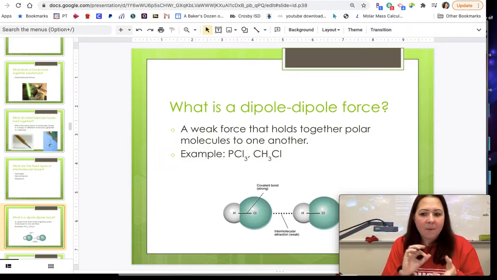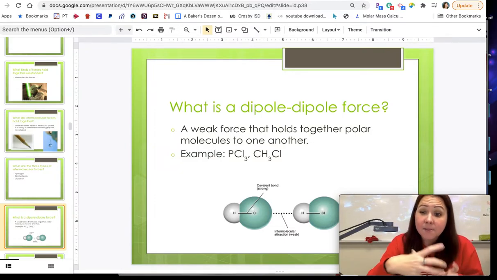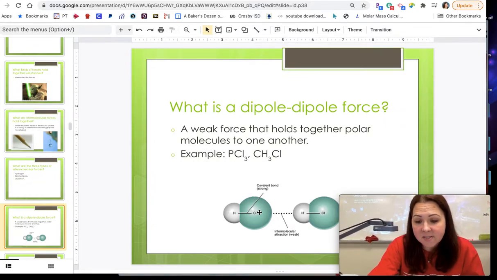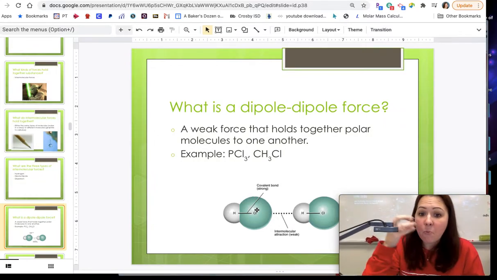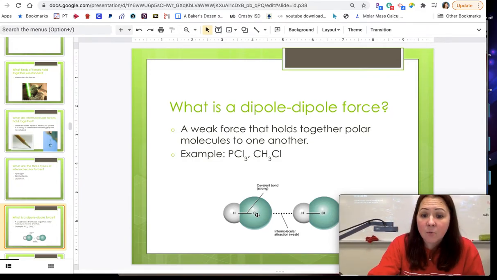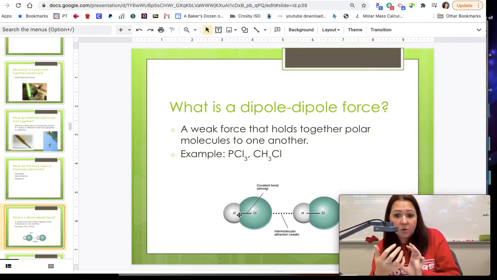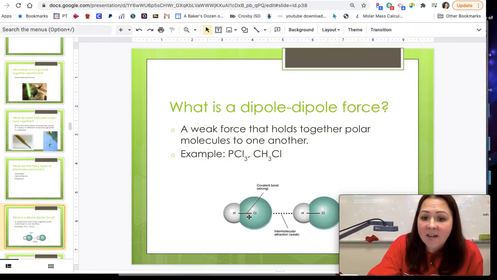You end up with a slight positive and negative force. Opposites attract, or they're going to stick together. So if we look at this, the H and the Cl, chlorine is a lot more electronegative than hydrogen. So with chlorine being a lot more electronegative than hydrogen, the electrons pull towards chlorine and you end up with a slight negative charge, a slight positive charge.